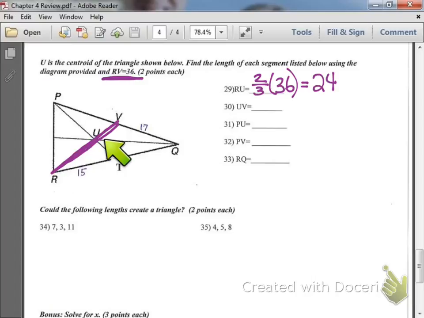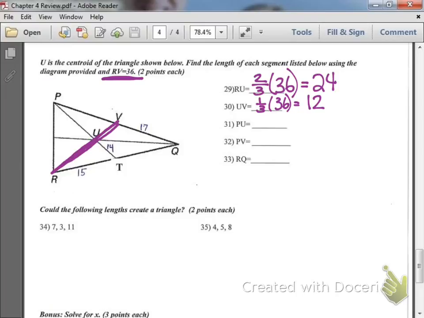What's the magical fraction for the shorter one? 1/3. So to find the shorter segment, I need to do 1/3 times 36, which is 12. Good. So those fractions are super important on those first two, especially when I give you the length of the entire median and you're asked for each segment length of these shorter pieces. Questions?